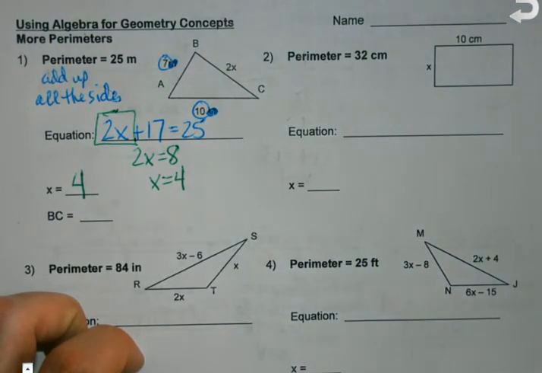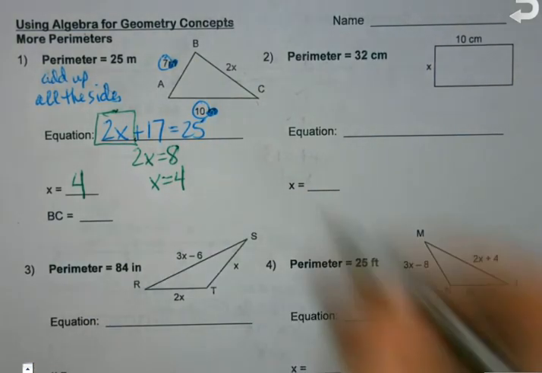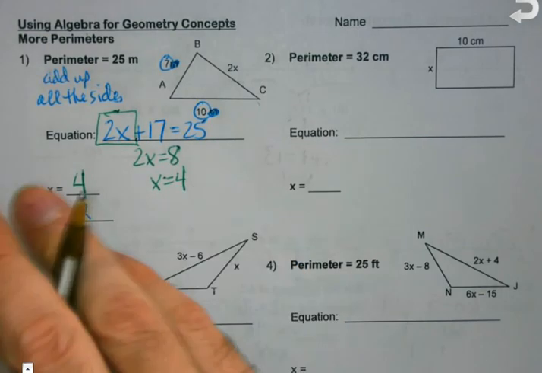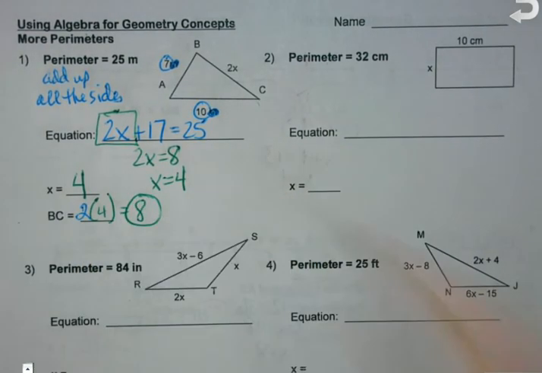But again, once I have X, that's not everything. To find BC, that's 2X. So it's 2 times 4, which is going to be 8.